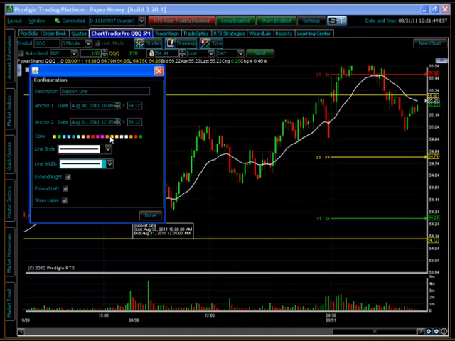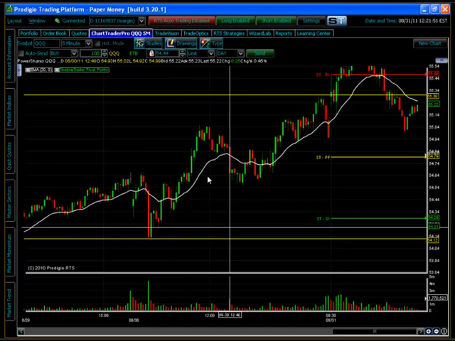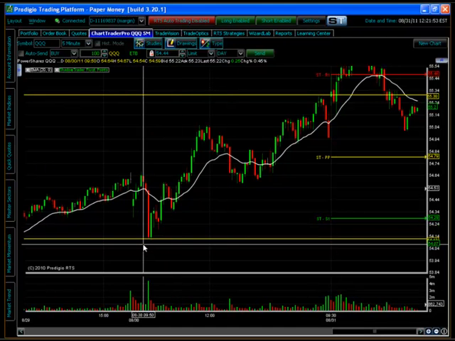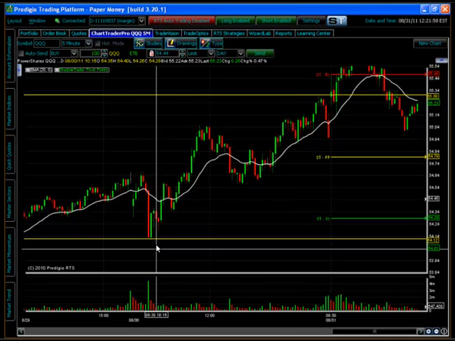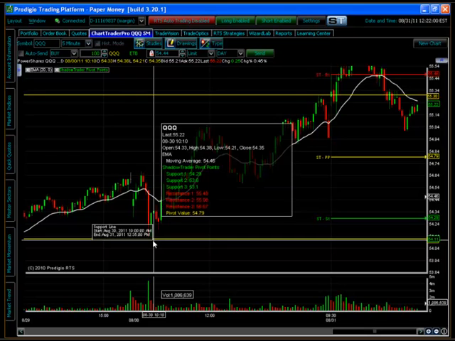And let's make that the same or similar color. Might be this color. 10 o'clock tends to be an important inflection point. This is the range of trading on yesterday. And you'll notice that range of trading on QQQQ, it's very broad.